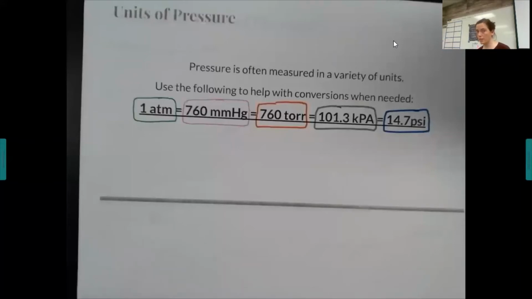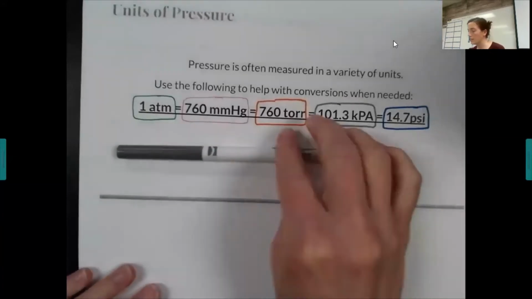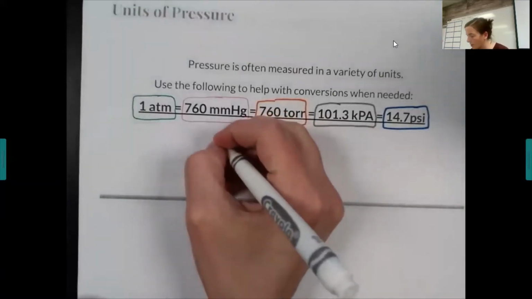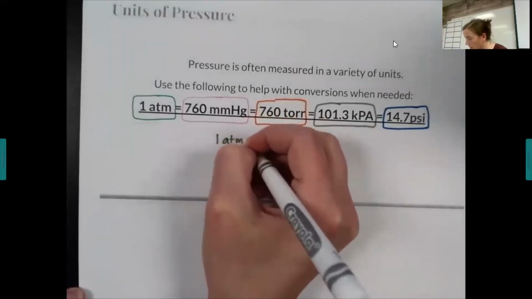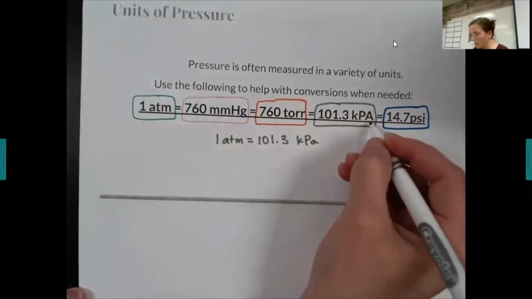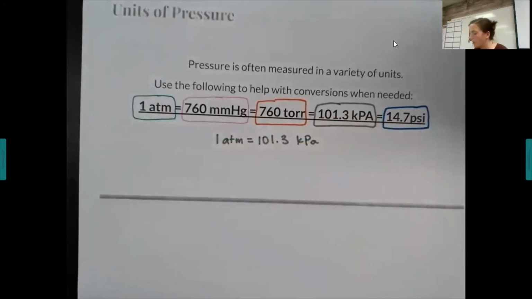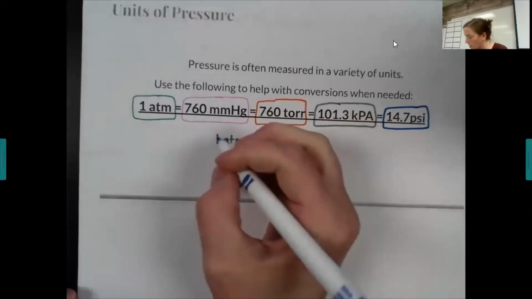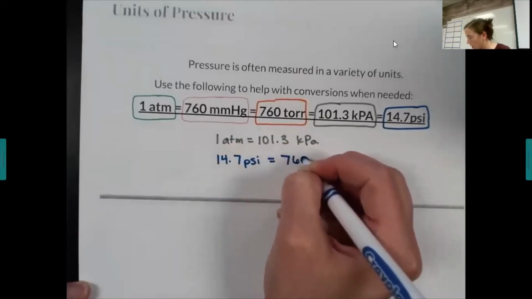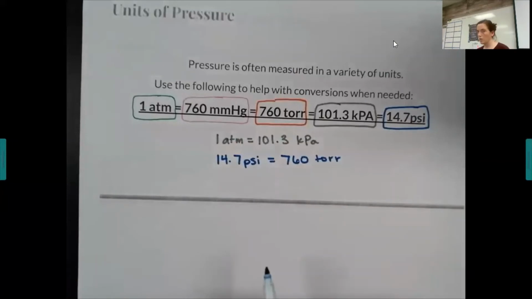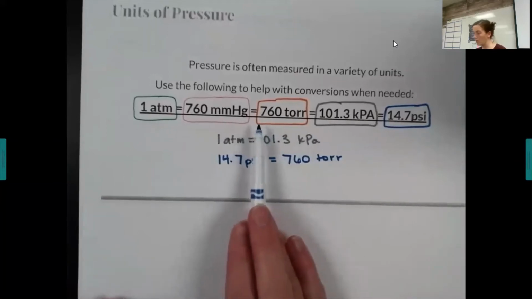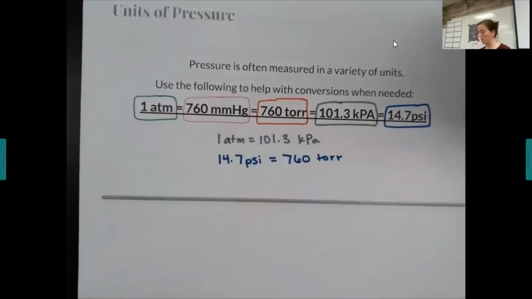Now, these are the conversion factors that you need. This is like saying that 1 atm is equal to 101.3 kilopascals. Sorry, that's a typo, that should be a lowercase a. Or like saying that 14.7 psi is equal to 760 torr. So 1 atmosphere is equal to 101.3 kPa, and 14.7 psi is equal to 760 torr. These are all equal to each other.